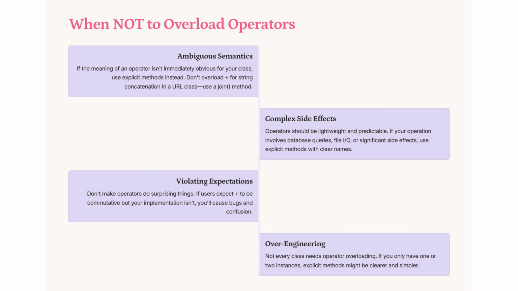Avoid overloading operators when their semantics are unclear. Use explicit methods for clarity, like join for URL concatenation. Operators should be lightweight. Avoid complex side effects like database queries. Ensure operators meet user expectations to prevent confusion. Overloading isn't always necessary. Sometimes explicit methods are simpler and clearer.